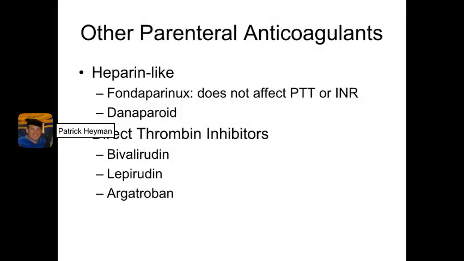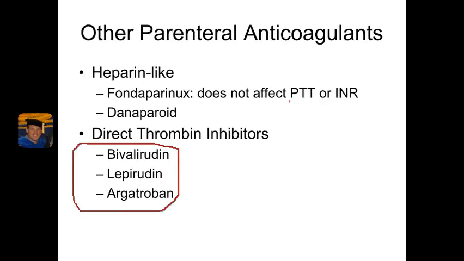All right, let's talk a few other drugs. So we have fondaparinux, which is a heparin-like drug. It is going to inhibit factor 10A, and it's going to have a very, very, very low risk of heparin-induced thrombocytopenia. It's primarily used in patients who are at risk of heparin-induced thrombocytopenia who would ordinarily take heparin or low molecular weight heparin. These direct thrombin inhibitors are not used as often anymore.